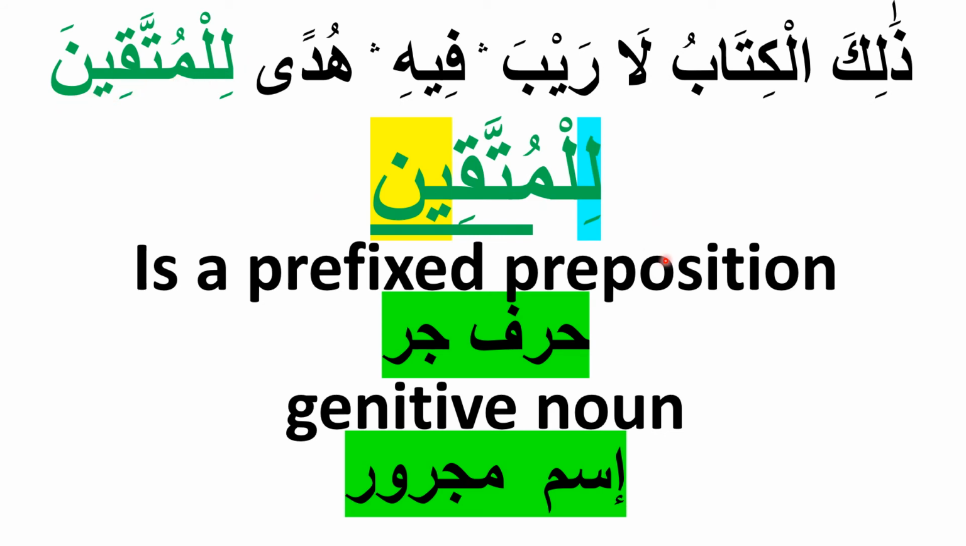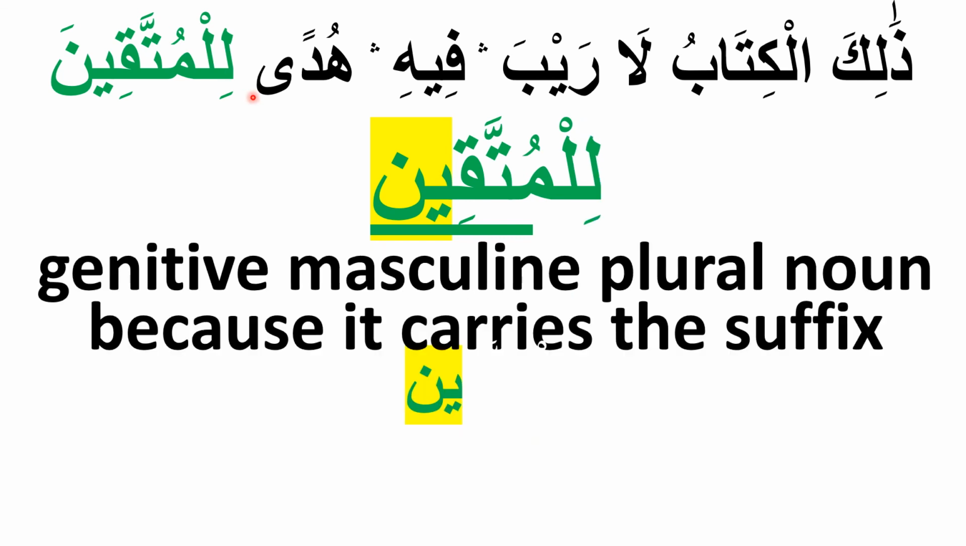للمتقين. لي is a fixed preposition. حرف جر. متقين is a genitive noun. اسم مجرور. للمتقين. متقين is a genitive masculine plural noun because it carries the suffix ina.